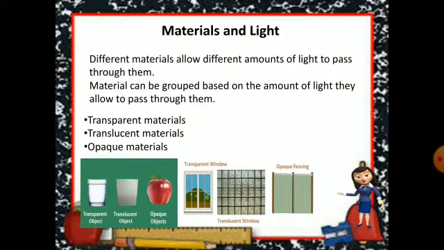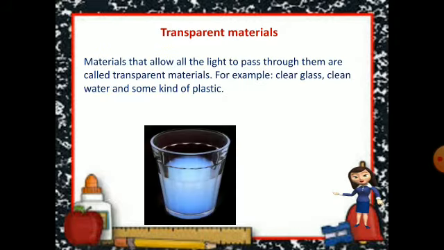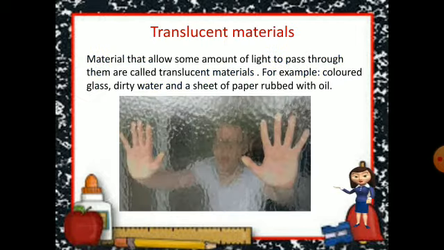Materials and light. Different materials allow different amounts of light to pass through them. Materials can be grouped based on the amount of light they allow to pass through them, like transparent materials, translucent materials, and opaque materials. Transparent materials: materials that allow all the light to pass through them are called transparent materials. For example, clear glass, clean water, and some kinds of plastic.